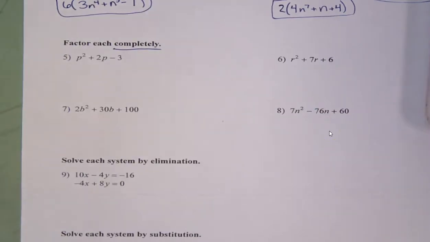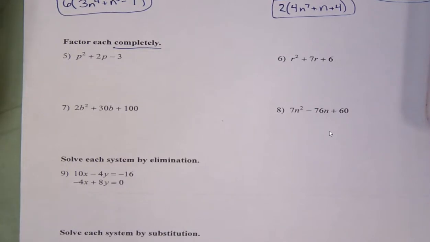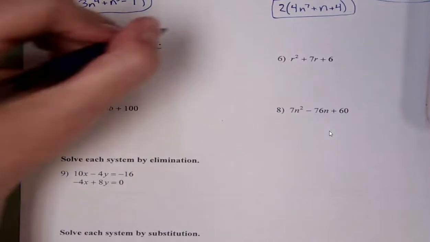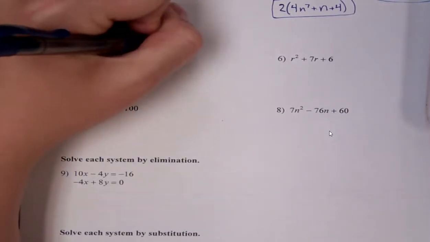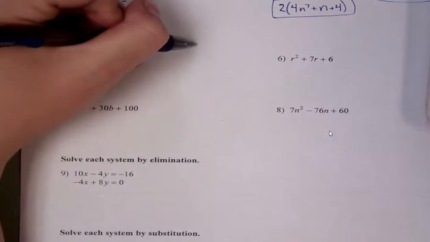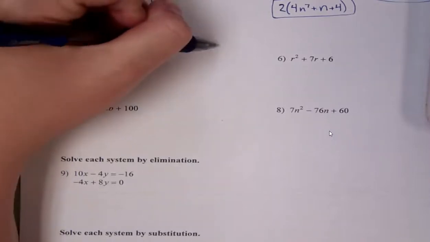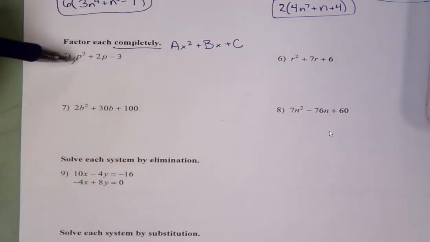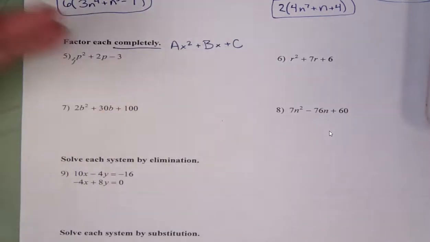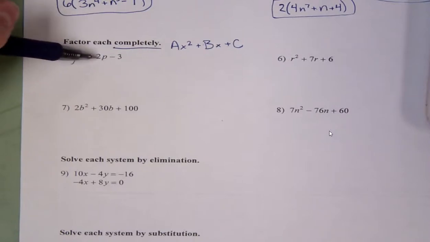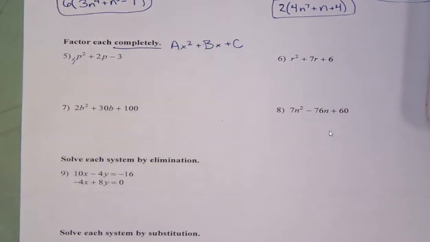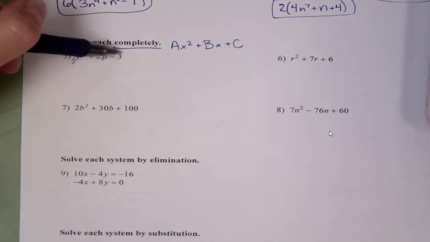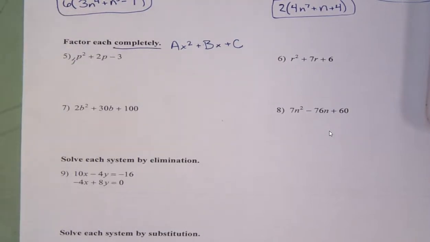I'm going to show you a couple different ways to factor. Anytime I say A, B, or C, I'm calling these coefficients, so we're going to look at it like this: AX squared, plus BX, plus C. X is your variable. A is the coefficient in front of the variable squared, the X squared, the P squared, R squared, whatever you have. B is the coefficient in front of just the variable that's not squared. And then C is this number right here that's by itself. It doesn't have a variable with it.